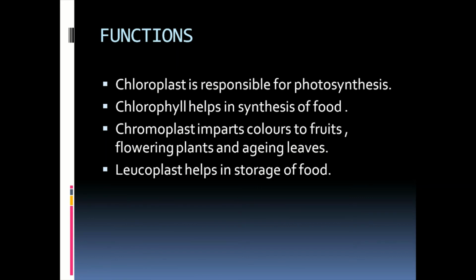Now coming to chromoplast. Chromoplast does the job of imparting colors to fruits, flowering plants and aging leaves. Like chloroplasts, after some time they turn into chromoplasts. So what is their function? They just impart color to fruits, leaves and flowers. Whereas the third, leucoplast, helps in storage of food. As they have no pigment and are colorless, they don't have the function of photosynthesis, so they carry out the storage of food.